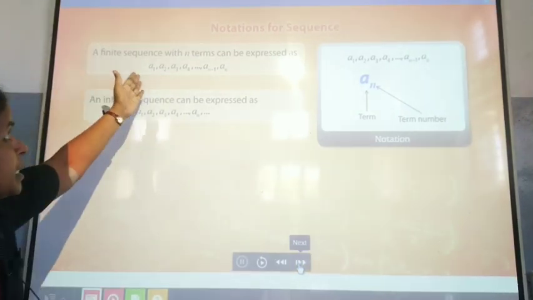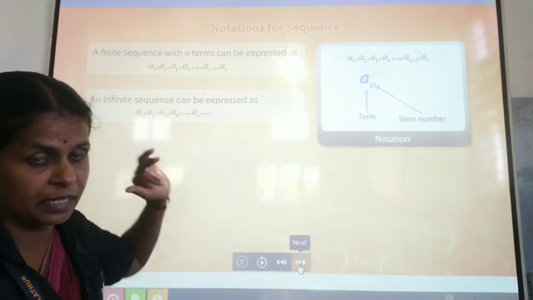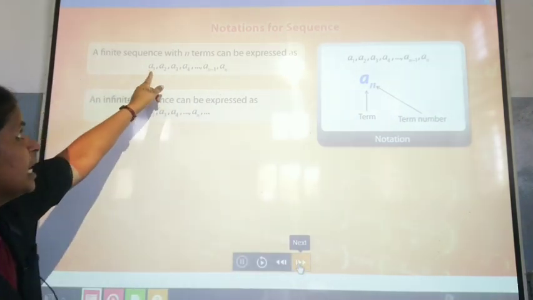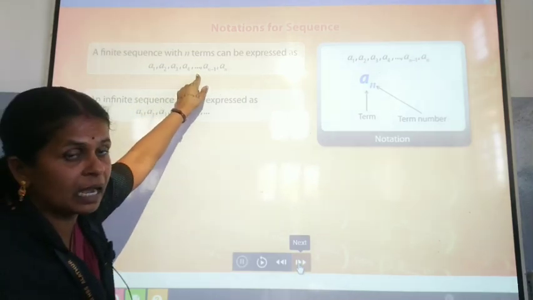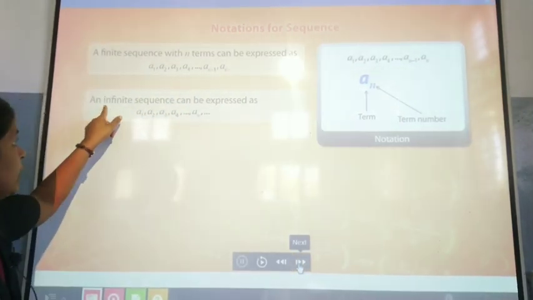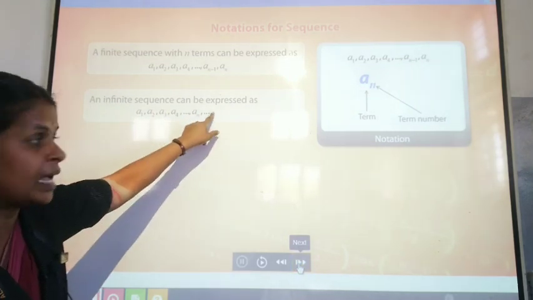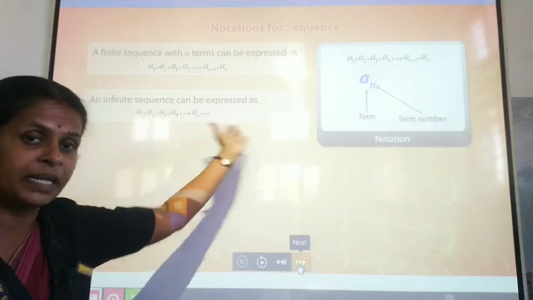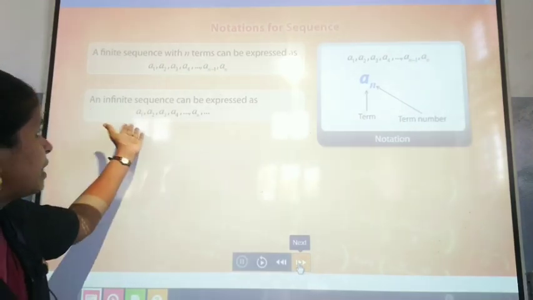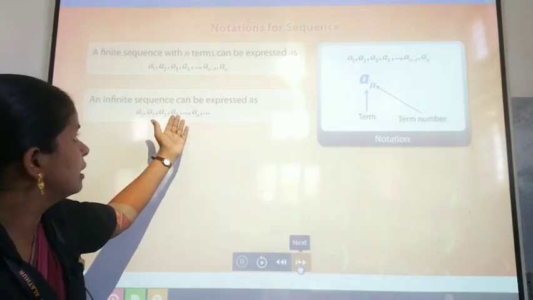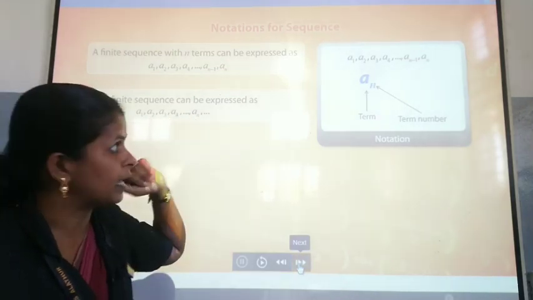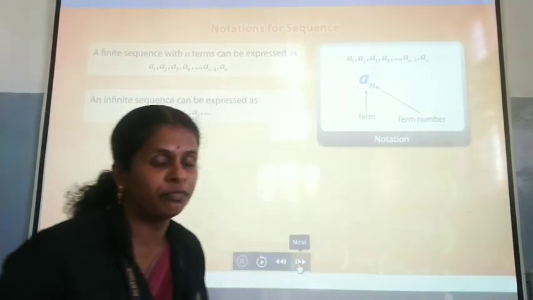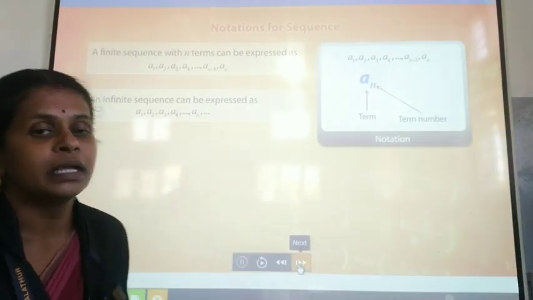Next, notation for the sequence. We know a finite sequence with n terms can be expressed as a1, a2, a3, a4 etc., an. An infinite sequence can be expressed as a1, a2, a3, a4, etc., an, etc. Since it is infinite, there are infinitely many terms. Like that we have to denote the sequence.